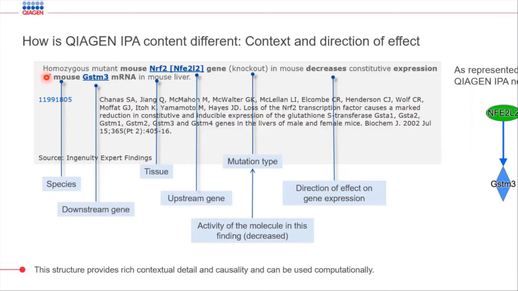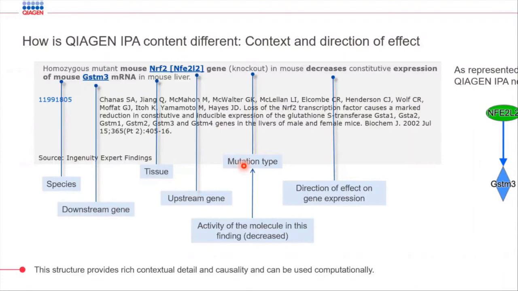So from this publication, the finding that our curators would pull out is that homozygous mutant mouse NRF2 gene caused by a knockout in the mouse decreases constitutive expression of mouse GSTM3 mRNA in the mouse liver. And so this finding essentially defines a relationship between NRF2 and GSTM3, but not only, again, do our curators define this relationship, they also pull out the contextual details of this finding. So we know that the study is done in the mouse, and in particular, it's done in the liver tissue. We know that NRF2 is the upstream molecule and GSTM3 is the downstream molecule. We know in this particular study that there's a knockout.